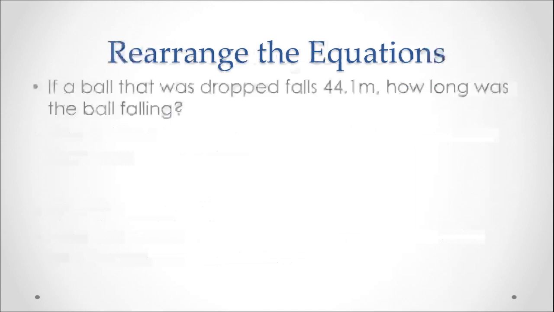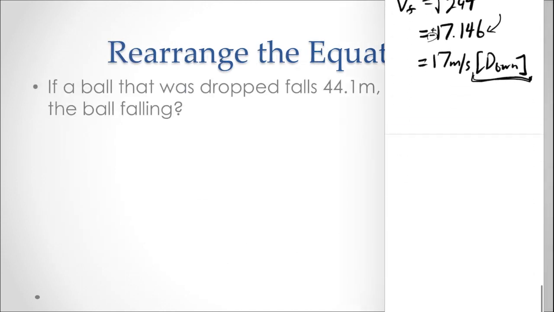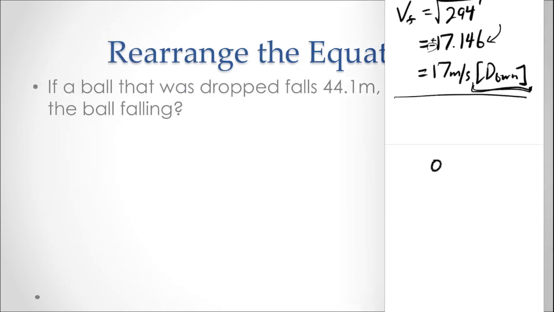Consider a ball is falling 44.1 meters. How long has the ball been falling? Here, let's begin by drawing a picture. We have a ball that has fallen some height, 44.1 meters. We know that this is on Earth with gravity, and we know that this was dropped, so at the beginning it was not moving. After we have the picture on the paper, let us write down everything we know.